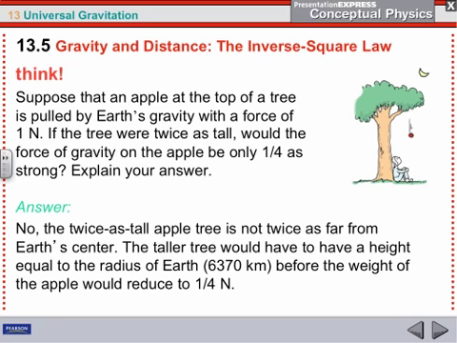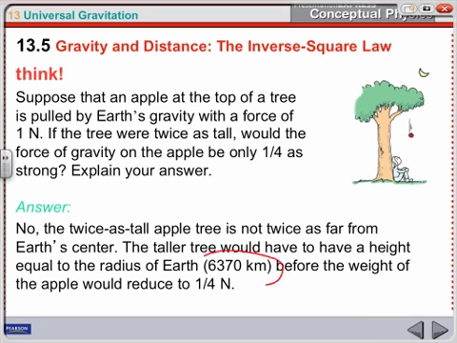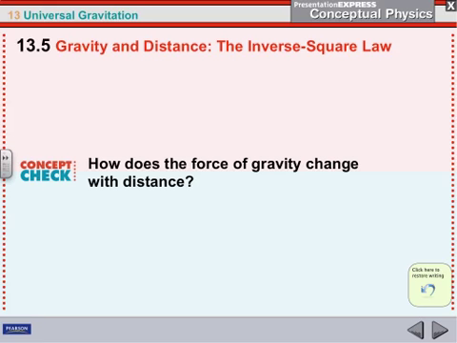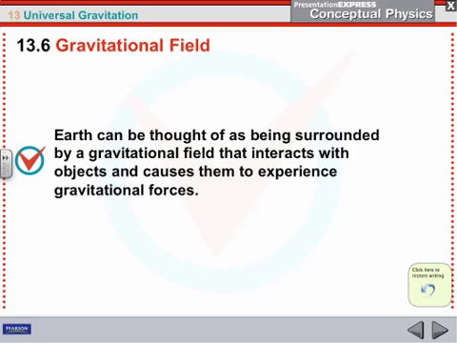Nope, because remember, we're talking about from the center of the Earth, which is 6,370 kilometers. So in order to double that distance, you have to go 6,370 kilometers up in the air in order to get 1/4 the gravitational pull.